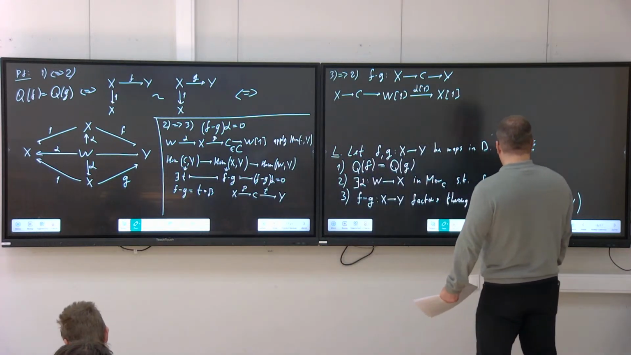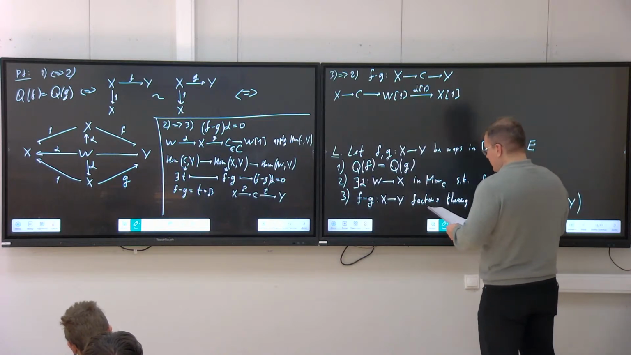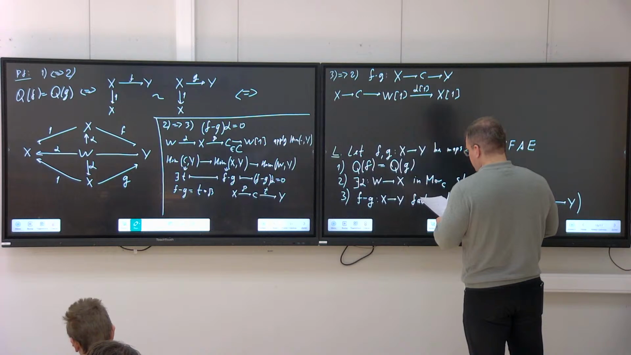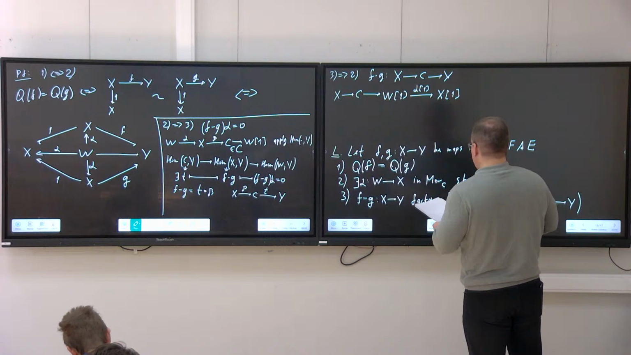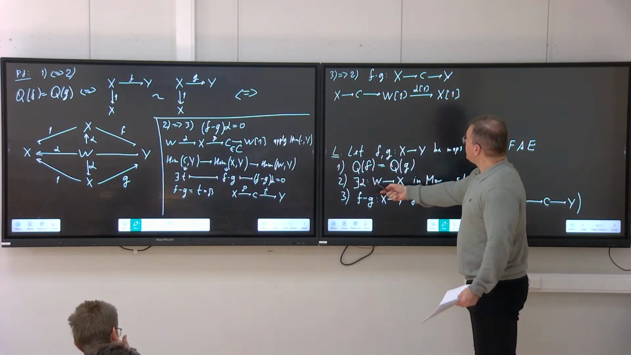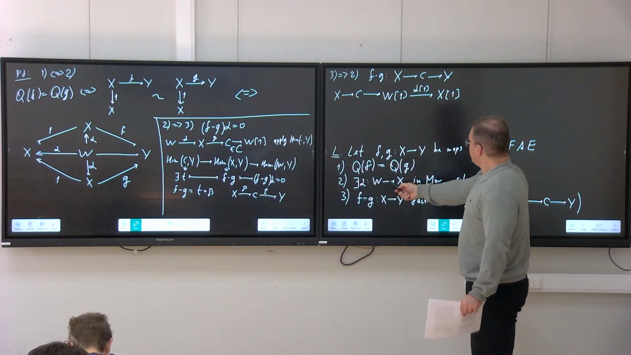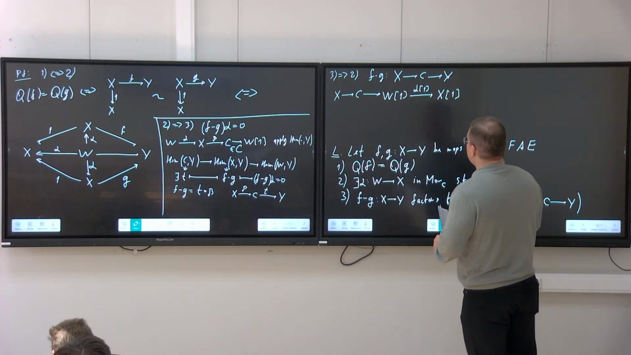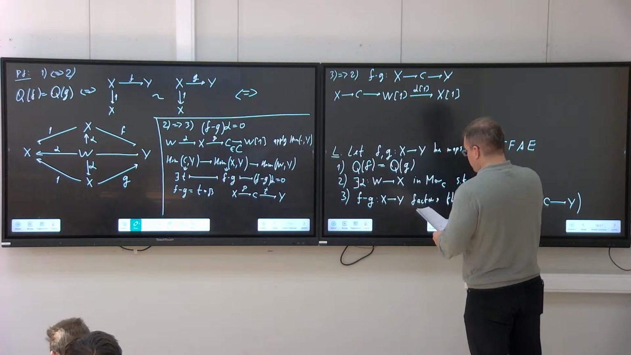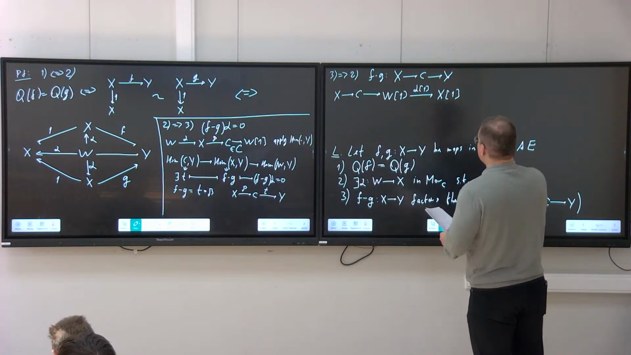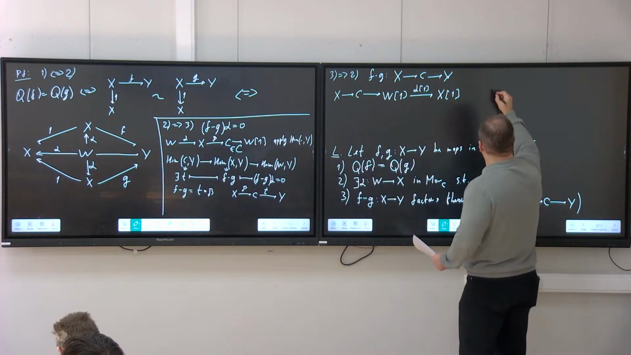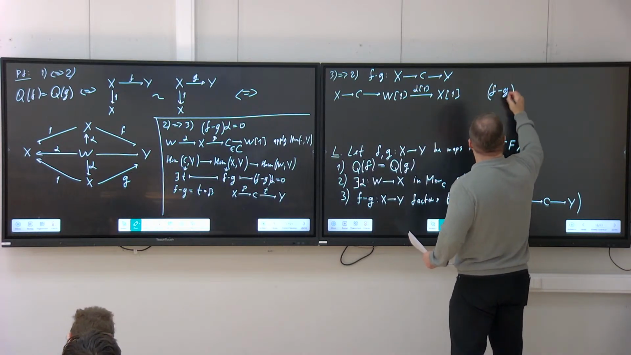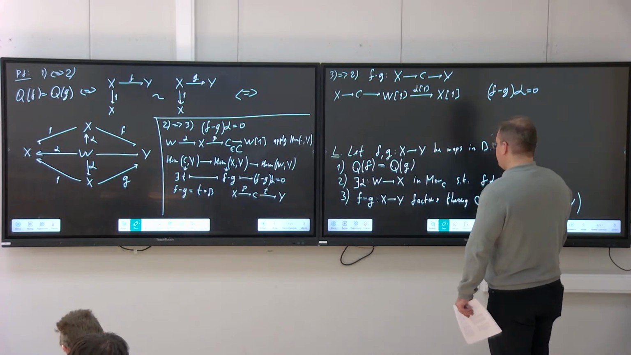Right? So if this factors, I have such a diagram, and complete this to a distinguished triangle. And so I want to show that there is an alpha. So this is the alpha, right? So I can shift everything back by 1. So that's a map from W to X. And I want to say that if I take the composition of F minus G with alpha, then I'll get 0. That's what I need to show.